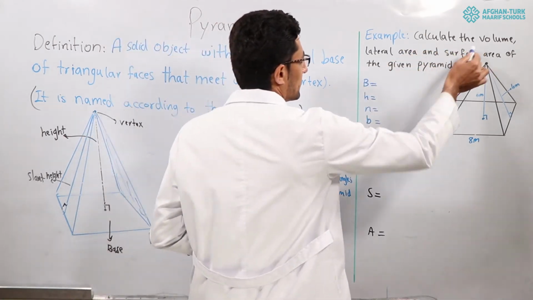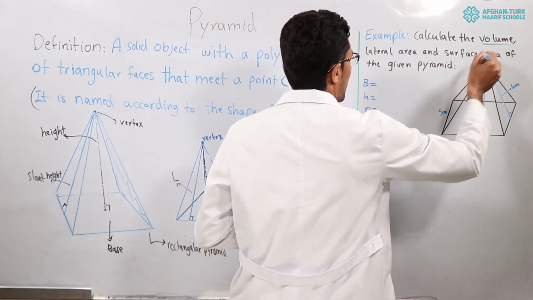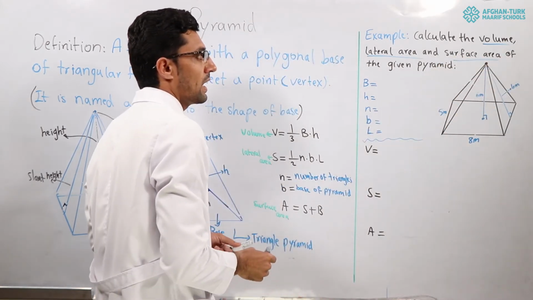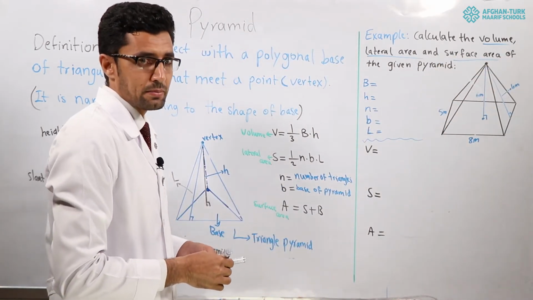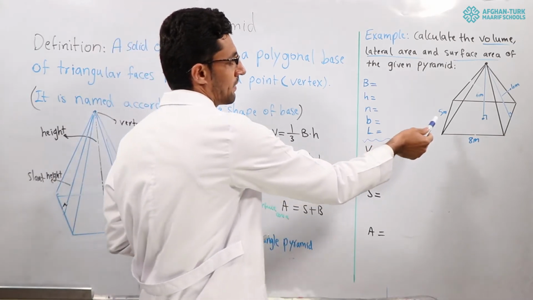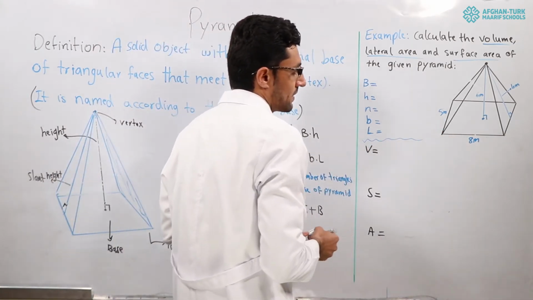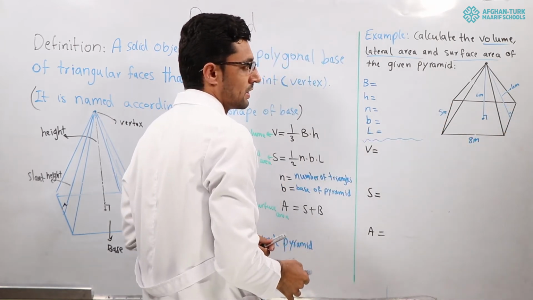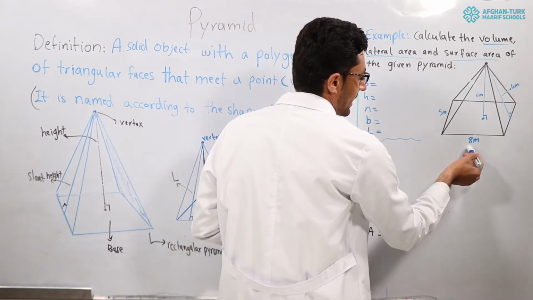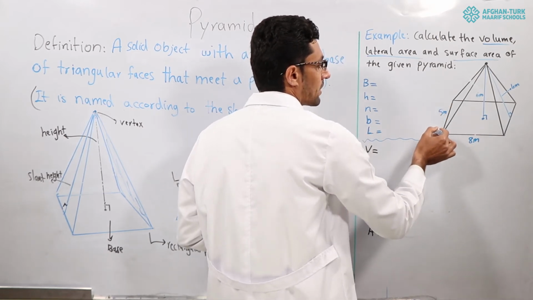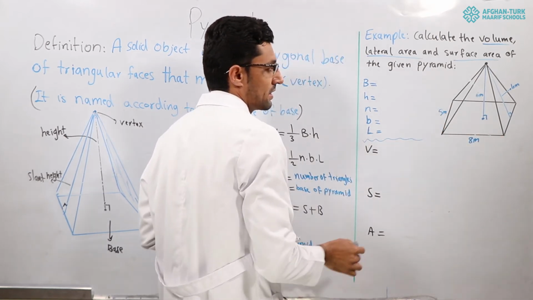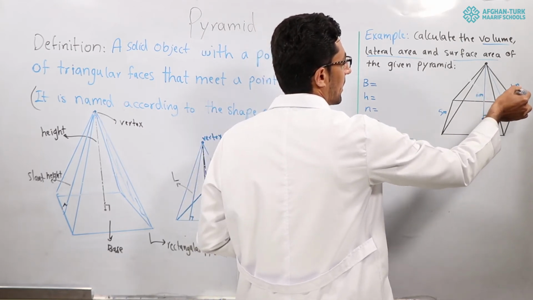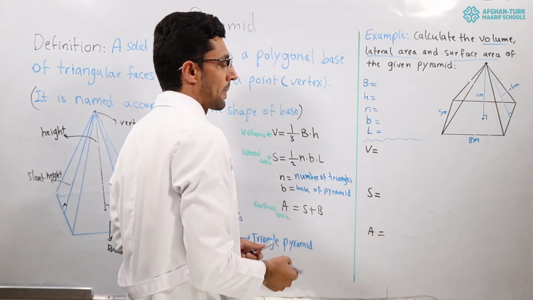In order to understand these formulas, let's do one example. Calculate the volume, lateral area and surface area of the given pyramid. Here we have a rectangular pyramid, and the base length is 8 meters, the width of this rectangle is 5 meters, the height is 6 meters, and the slant height is 10 meters.